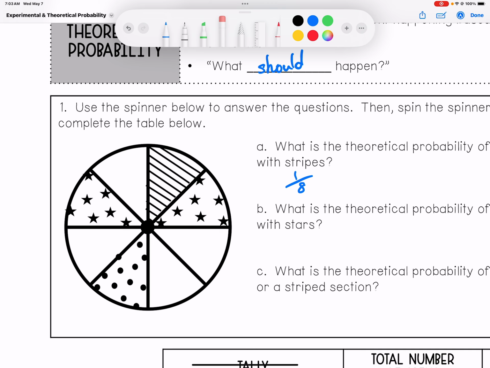Okay. The next question says, what is the theoretical probability of spinning a section with stars? All right, so here's the stars. There's still 8 total. Well, how many out of 8 now? 2 out of 8, which simplifies into 1/4.